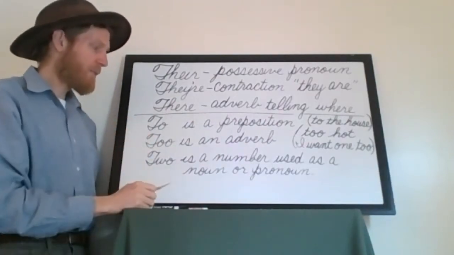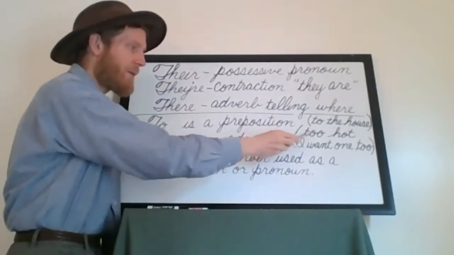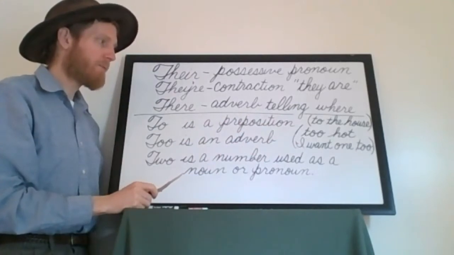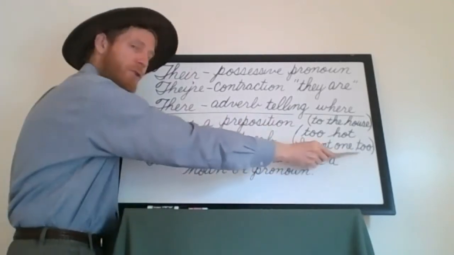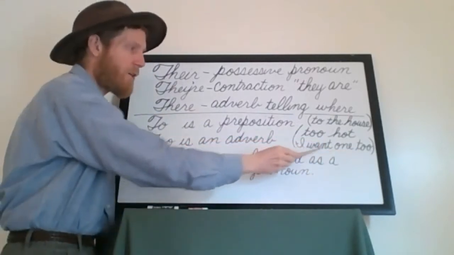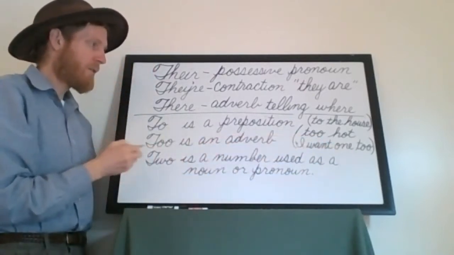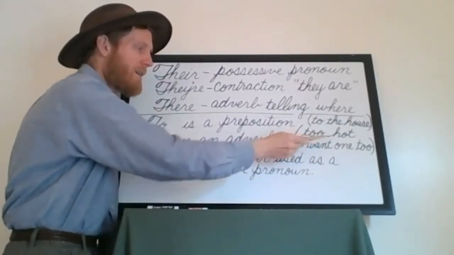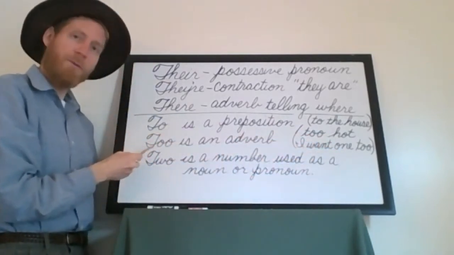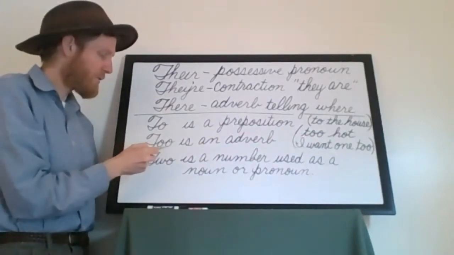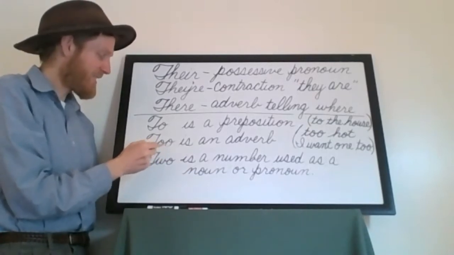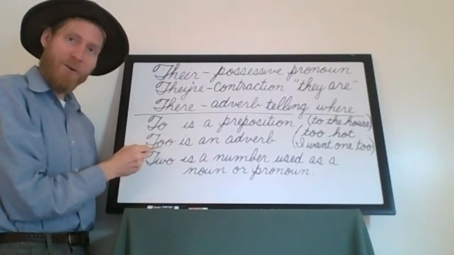Too is an adverb. It was too hot. How hot? Too hot. Right? I want one too, or also. It's an adverb as well. T-O-O. So think of too hot, or in excess, too, T-O-O. There's double O's, right? There's two O's. That might help you remember that one.